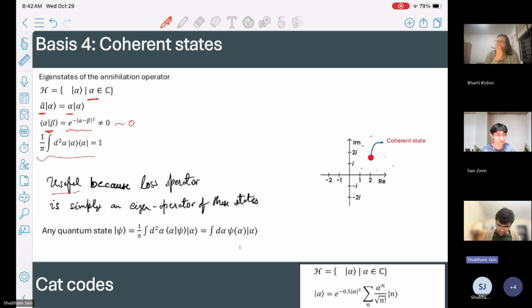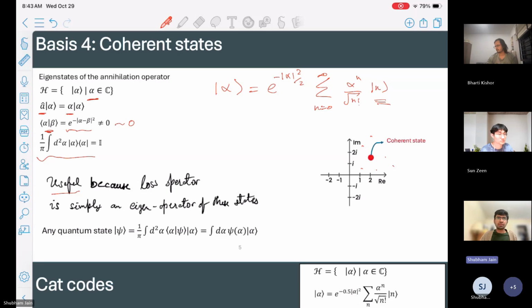So when we're dealing with the loss channel, it becomes quite easy to understand and analyze when working in this basis. And just for completeness, we can expand it in the Fock basis as this. It's a simple expression. The one thing to note here is that it is a superposition of each Fock state with a non-zero coefficient. So it gets contribution from every Fock state. So if you measure it in the Fock basis, the state is going to completely collapse.